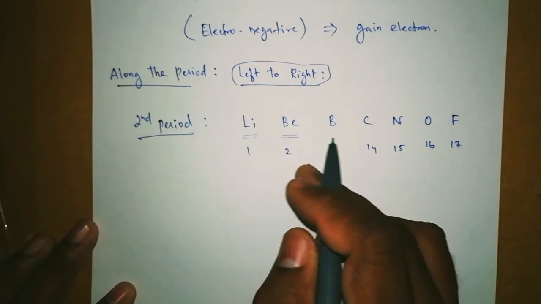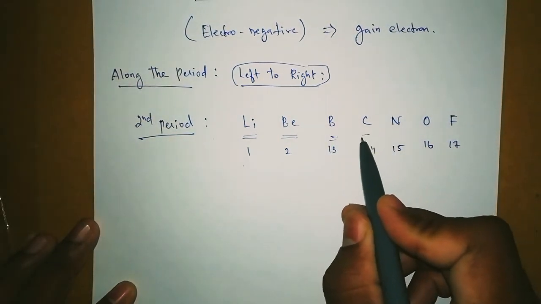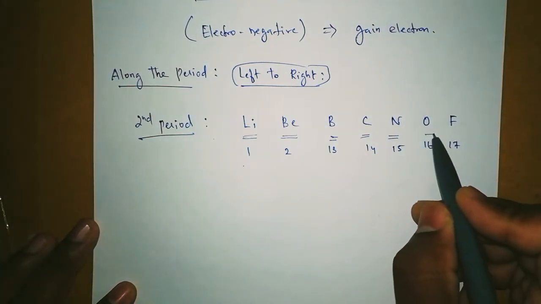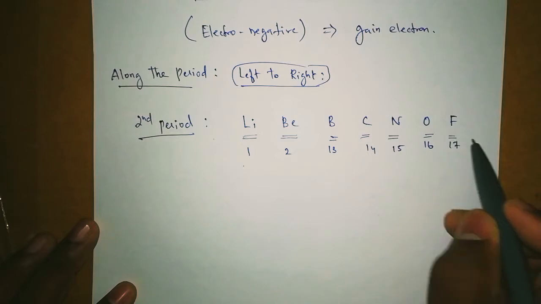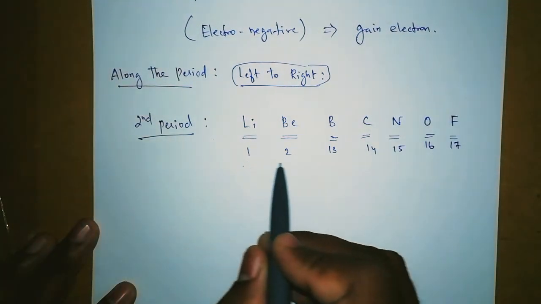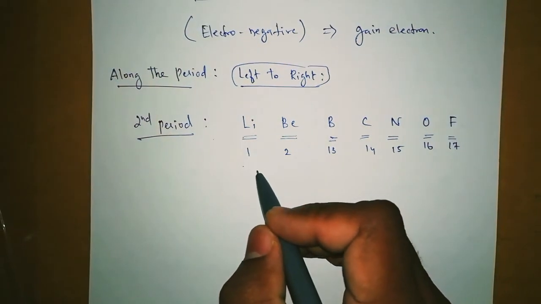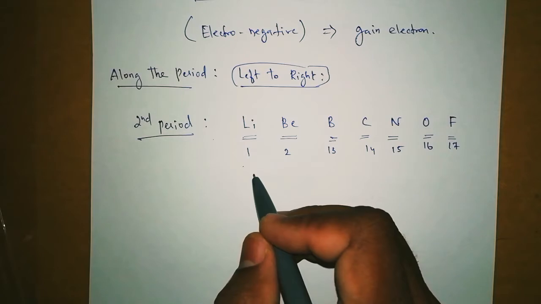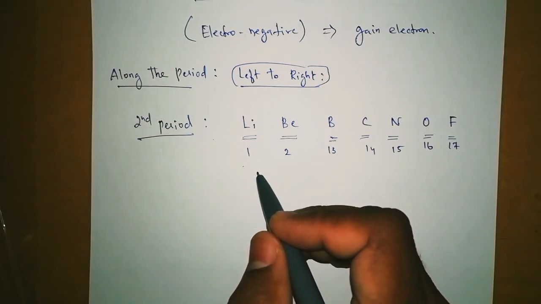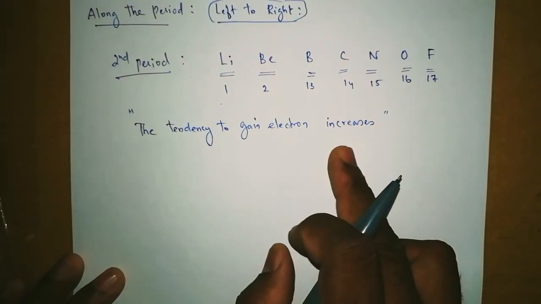Alkali, earth metal, a little less. Boron, carbon, non-metal has come. Nitrogen, non-metal, oxygen, non-metal, fluorine, non-metal. So that means when we go along the period, the non-metallic character increases, right? So we can write like this: the tendency to gain electron increases.